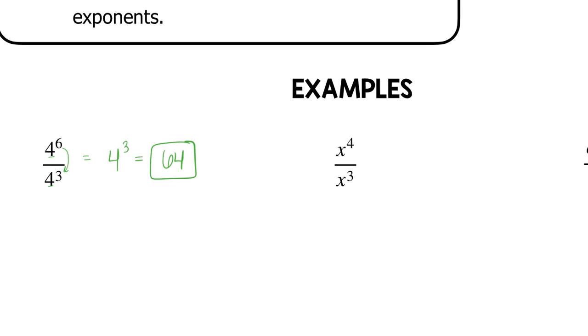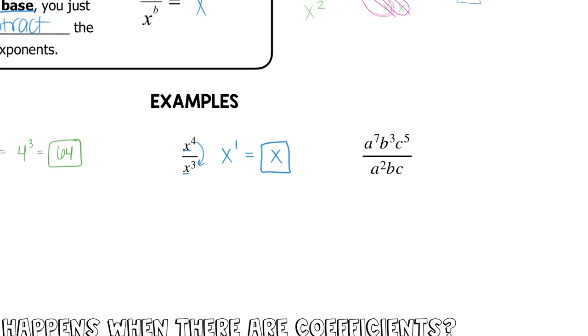Okay, the next one, same thing here. We have x is the same base, right? So 4 minus 3 is 1. So this is x to the 1, which is really the same thing as just x. If you have an exponent of 1, you don't have to actually write it down.